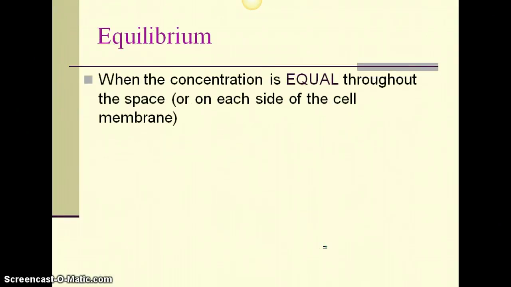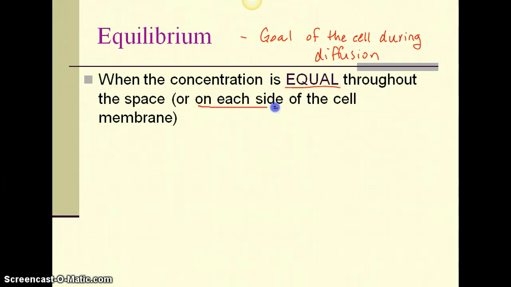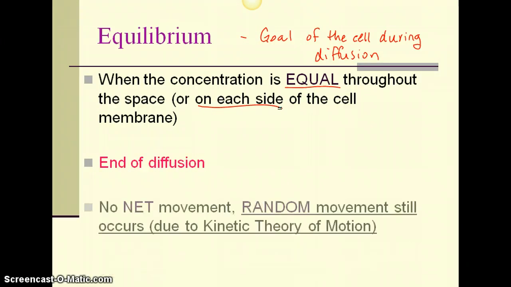Okay, equilibrium is the goal of the cell during diffusion. And the goal is that they will have equal concentrations on both sides of the cell membrane, equal on each side of the cell membrane. Once it has equilibrium, that is the end of diffusion.